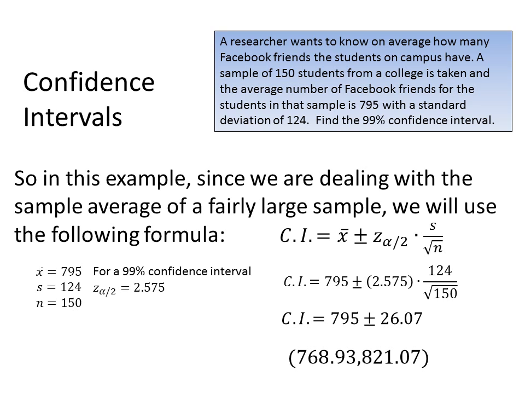Now, what we found is that we are 99% confident that the actual average number of Facebook friends on this campus is somewhere between these two numbers, between 768 and 821. This is our 99% confidence interval.